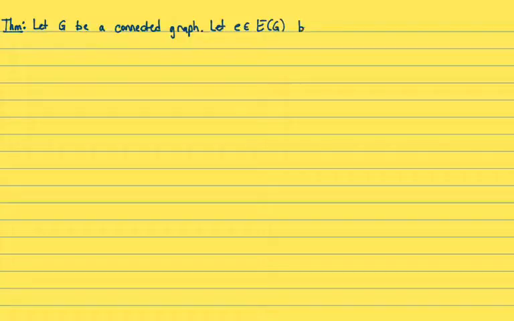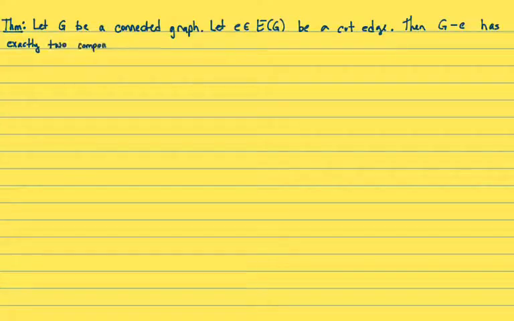This is the second part of the very end video for section 49 on connections. So we've got a theorem here that says the following. Let G be a connected graph, and let E be an edge of that graph, so it's in the edge set. It's going to be a cut edge. Then G minus E has exactly two components.